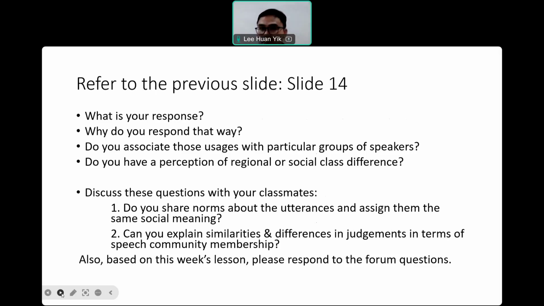Do you associate with some of the users of this particular group of speakers? And what are your perceptions of the regional and social class differences here? Please discuss these questions. Do you share these norms? Explain the similarities and differences in your judgment. Also, based on this week's lesson, please respond to the forum questions that we have.